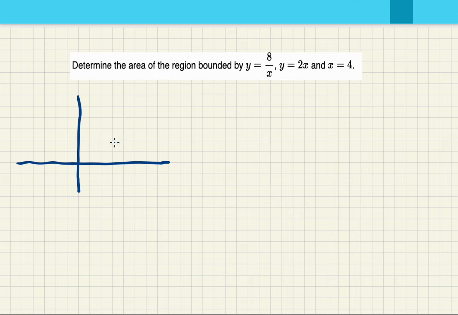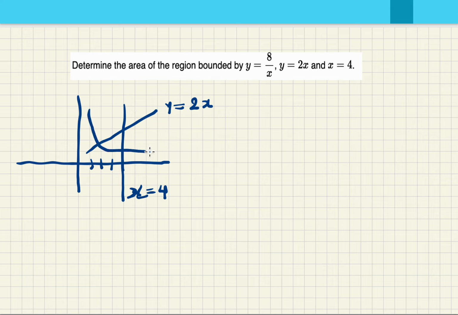So to make it easy, we'll start with the last equation, x equals 4, which is easy because it is just a vertical line. This is x equals 4. And what we can do now is I'm going to graph this on a graphing calculator, and what we get is this equation is y equals 2x. It's a linear function, and this is y equals 8 over x.